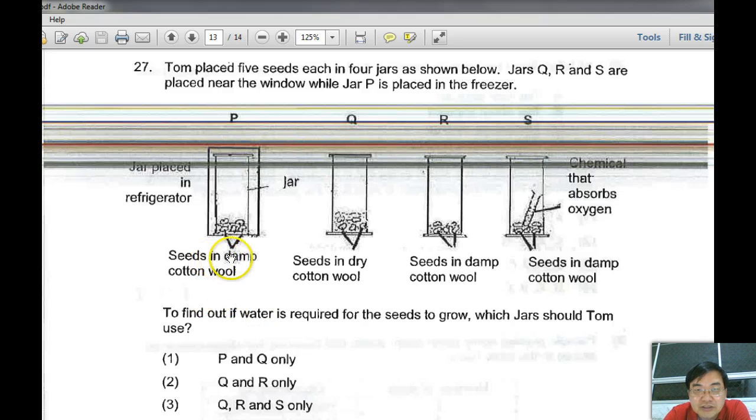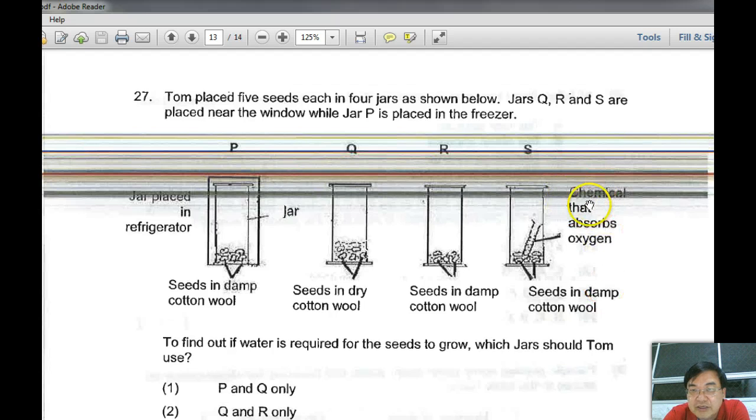Now, let's take a look at the conditions, right? This is damp, it means it's wet. This is dry, this is wet, and this is also wet. Now, over here it has something, right? A chemical that absorbs oxygen. You seal it up, you cover and cover. Okay, a chemical that absorbs oxygen.